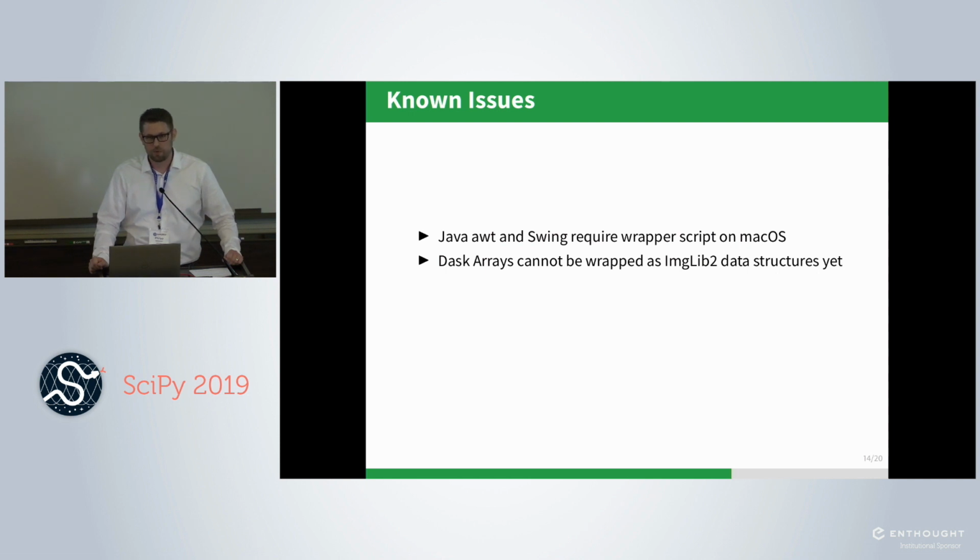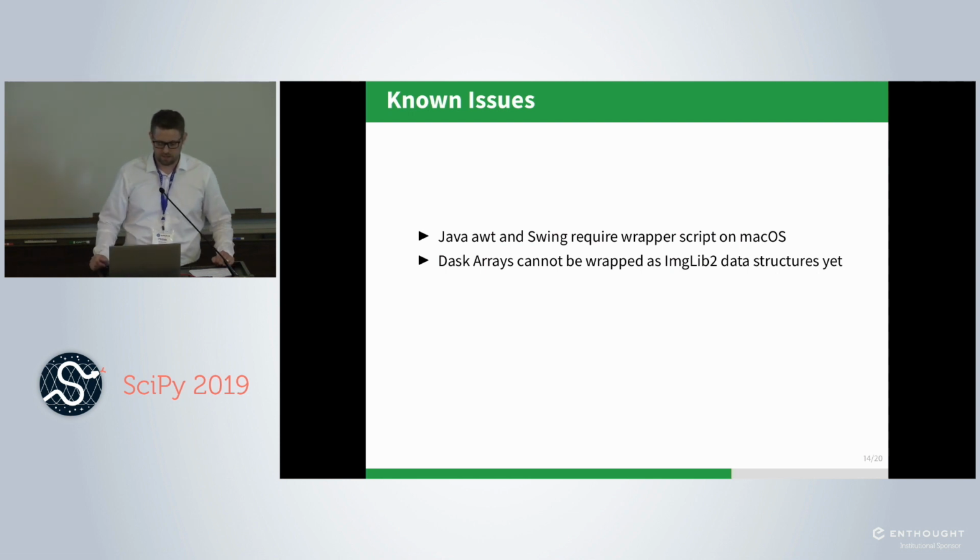Java AWT and Swing frameworks for graphical user interfaces don't play too well with macOS, unfortunately. So on macOS, if you use ImageLab and any software that runs on these frameworks, you have to use a wrapper script that is provided by ImageLab when you install it. But just be aware that if you run it on a Mac and it doesn't seem to work, that might be a good reason why. For example, BigDataViewer, which I will show in a bit, uses Swing, so you will have to run this wrapper script for that.